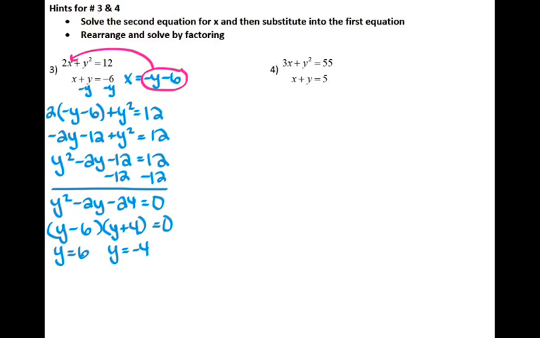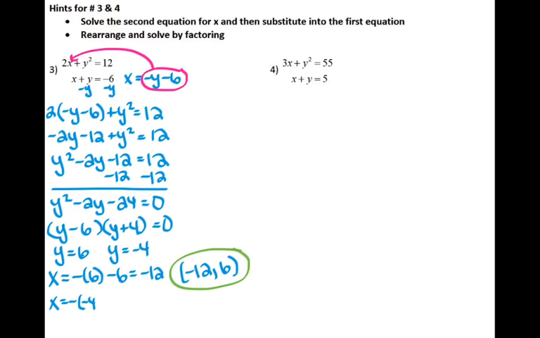I'm going to take both of those and plug them into my circled equation in pink up there. So I have x equals negative 6 minus 6, which is negative 12. So my first ordered pair, my x is negative 12 and my y is 6. So make sure you write it with x first. And my second ordered pair, I have x equals negative 4 minus 6, which is negative 2. So my ordered pair is negative 2, negative 4. Again, just make sure that you write it with x first.